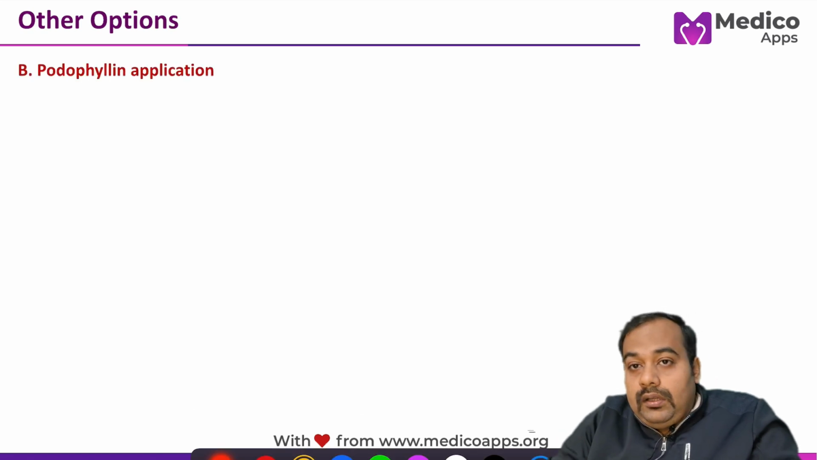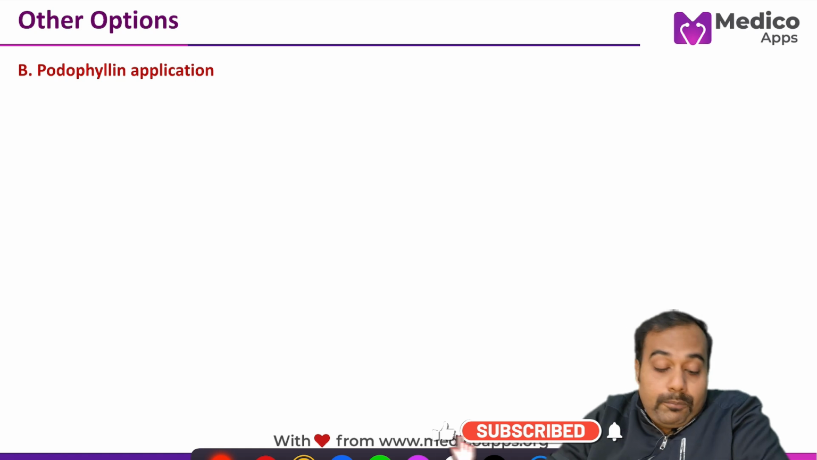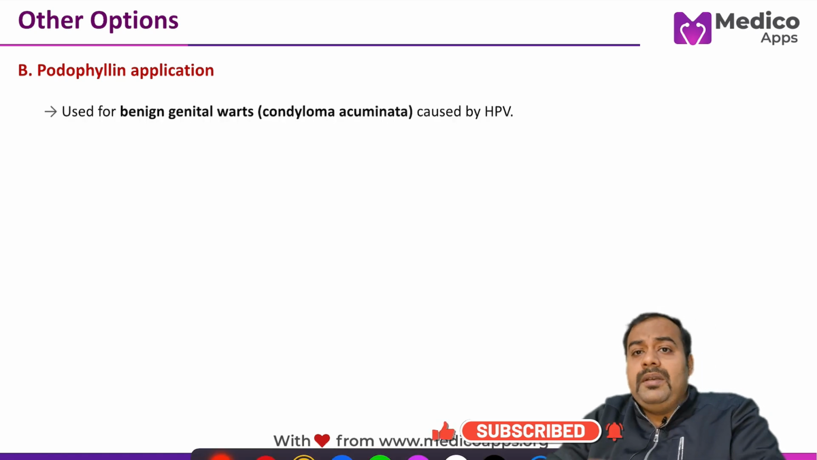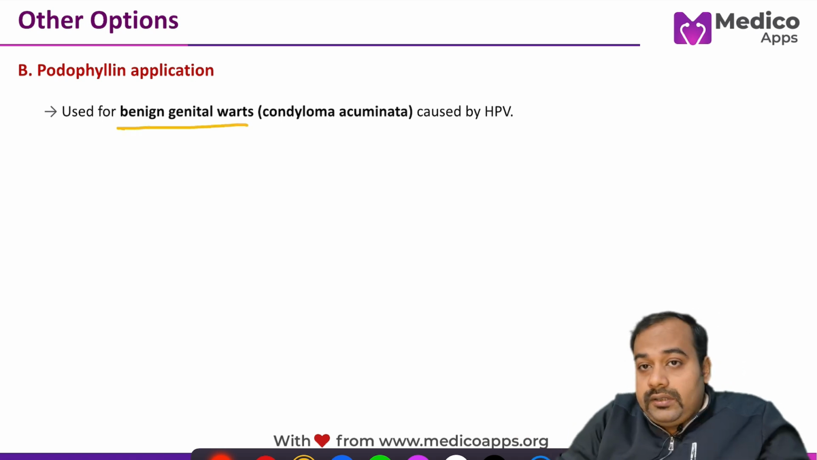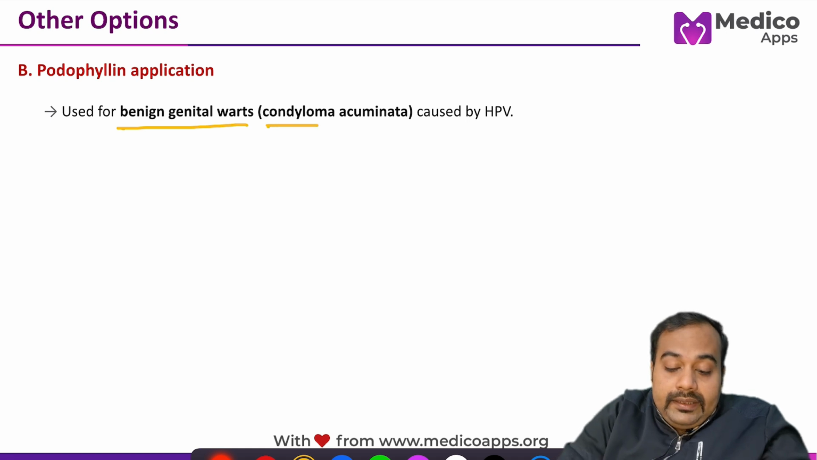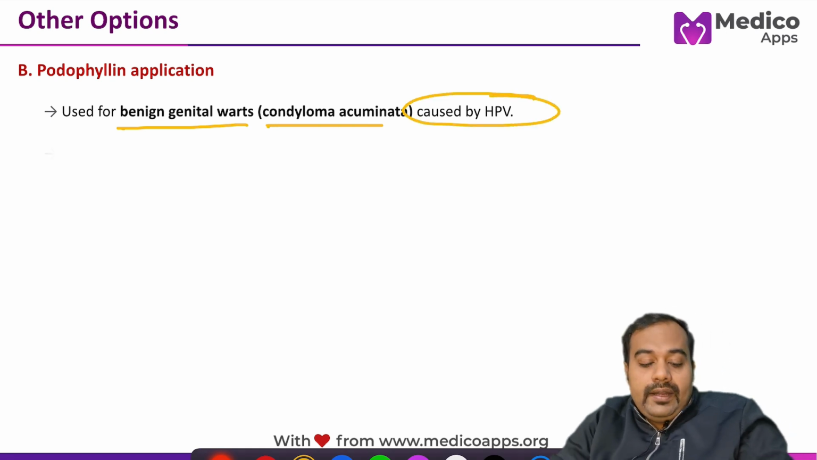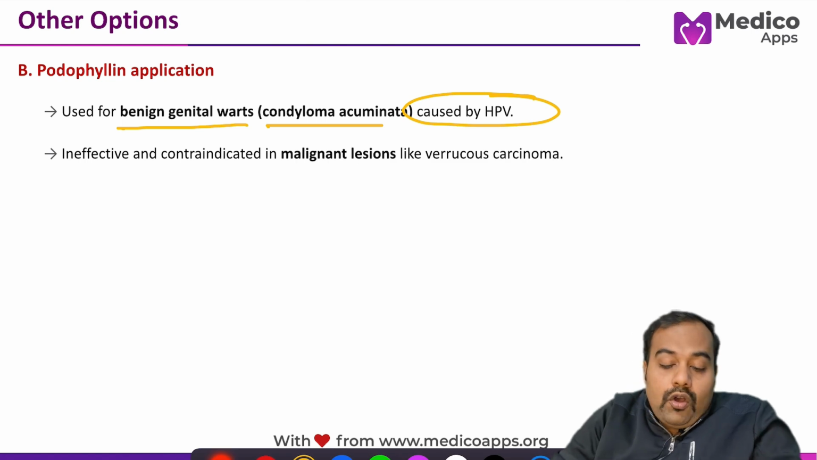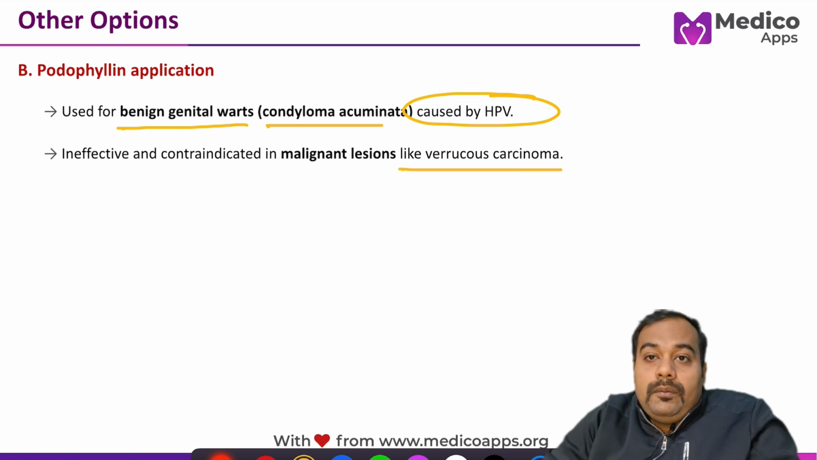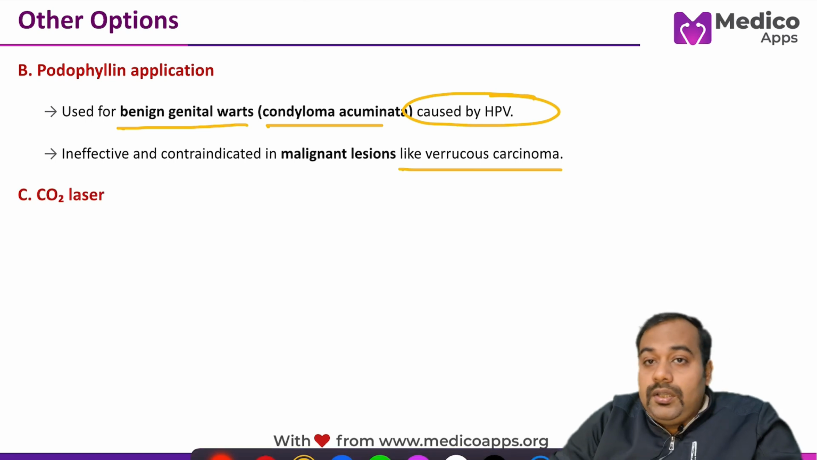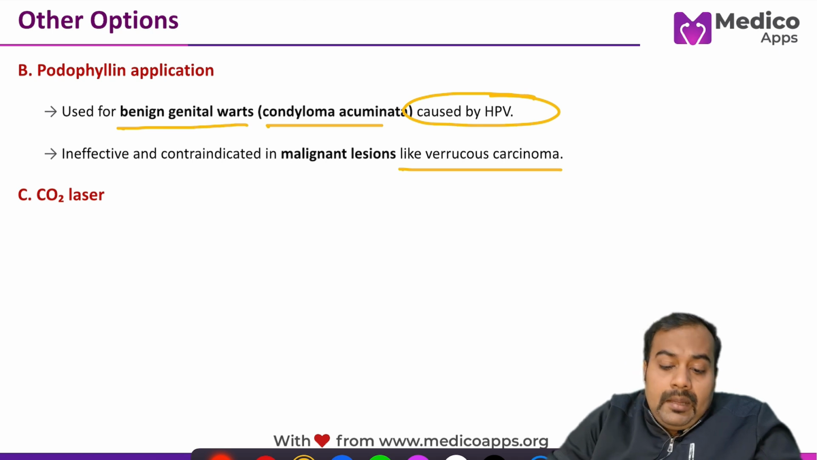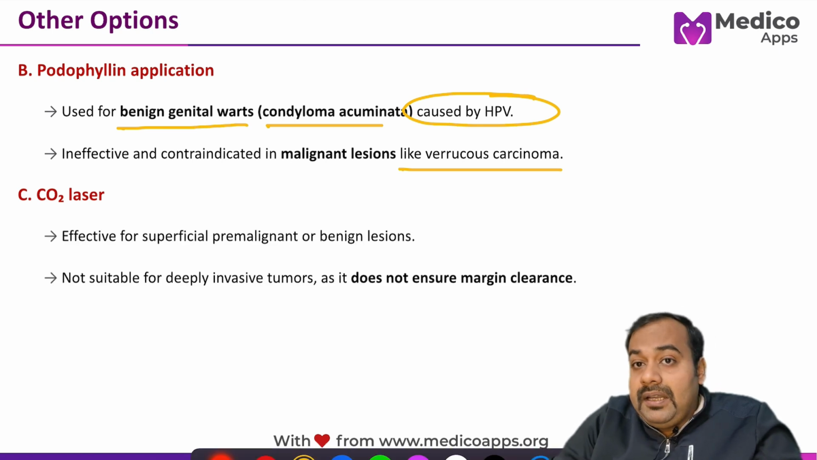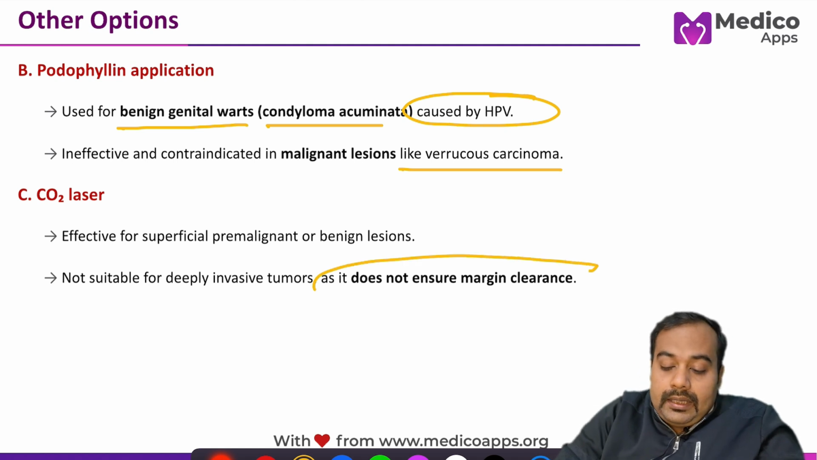The other options given in this question: number one is podophyllin application. Podophyllin application is typically reserved for benign warts of the genital region, also known as condyloma acuminata, which are caused by the human papillomavirus. It is ineffective and contraindicated in malignant lesions like verrucous carcinoma of squamous epithelial cells. Now, CO2 laser excision is typically reserved for premalignant and benign lesions of the penis, but it is not suitable for deeply invading lesions because of questionable margin clearance.